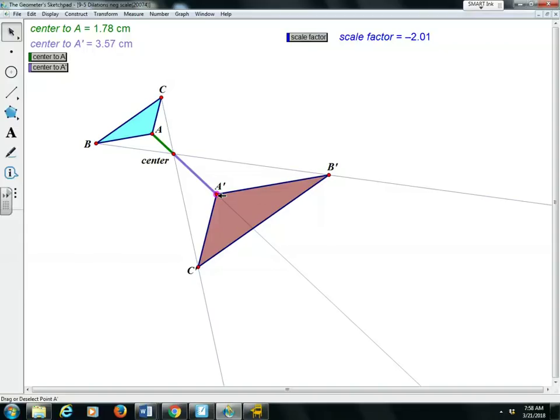The reason why it is a negative scale factor, to put it in terms that you'd understand, is the image points are on the other side of the center as the preimage points. When they were positive scale factors, all the points were on the same side of the center. Now B is on the other side of the center to get to B prime. C is on the other side of the center to get to C prime, and A prime. So that's when we have a negative scale factor.